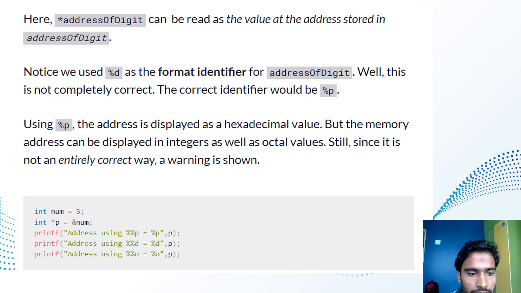int num = 5; int *p = &num; printf("address using %p = %p"); printf("address using %d = %d"); printf("address using %o = %o", p).